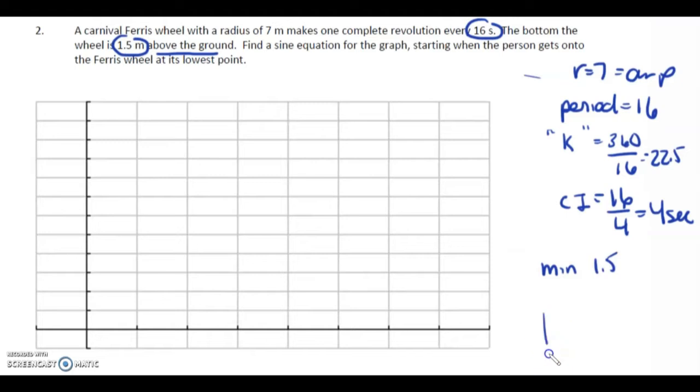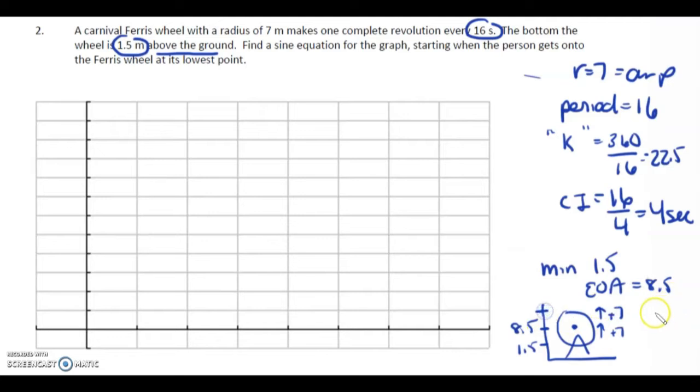Here's the thing. If we have this Ferris wheel sitting at 1.5, then going up to the equation of axis is going to be plus 7. So 8.5, so the equation of axis is 8.5. Now, if we go up another 7, we're going to get the maximum point. So the maximum point is going to be 15.5.